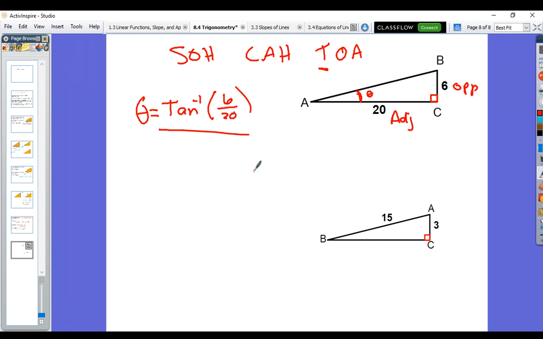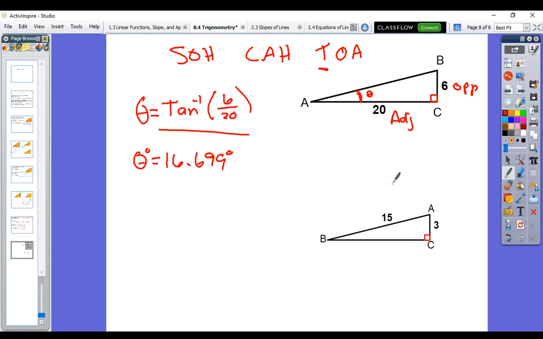To access those inverse functions, you hit the second button, then tangent, which should bring up tangent to the -1, and then 6 divided by 20 inside the parentheses. You should get roughly theta degrees equals 16.699 degrees.